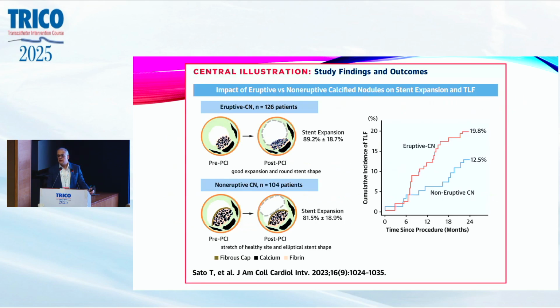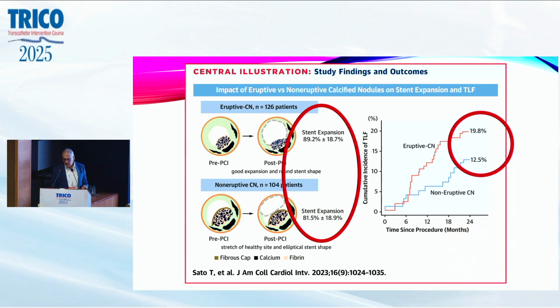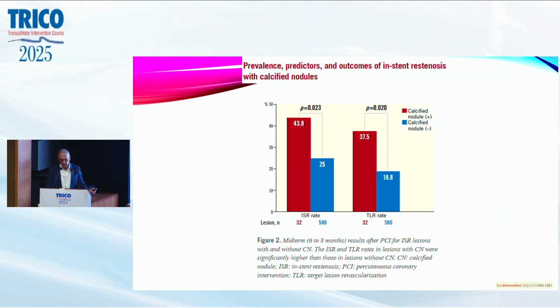However, the long-term results are a lot worse. So if you see here, the stent expansion is a lot better in an eruptive nodule as opposed to a non-eruptive nodule, but your long-term outcomes are significantly worse. So it's easy to get an acute result, but in the long term it is worse.